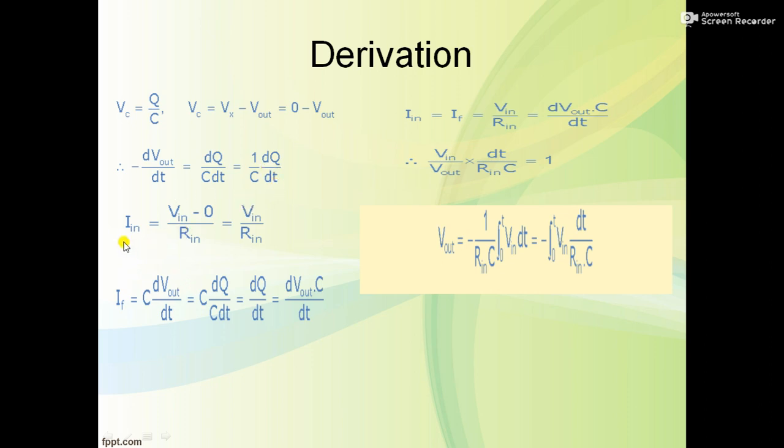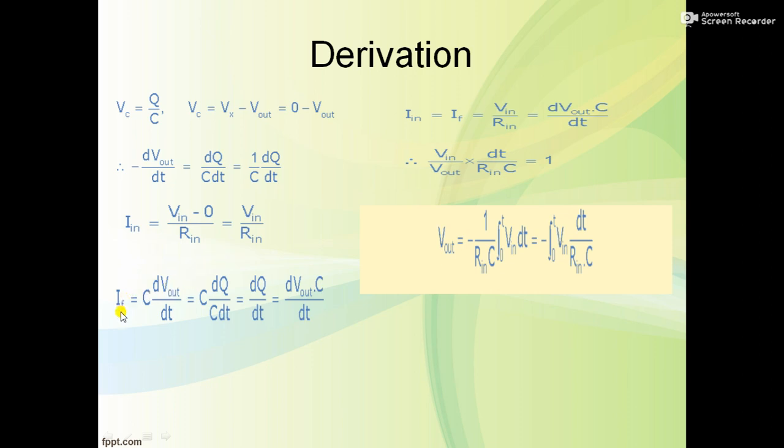This is one case. Then come to the input part, the Vin part. If you apply Kirchhoff's voltage law, we get one voltage equation, and from that equation we get In. In is equal to Vin minus 0, or Vin minus Vx, divided by Rin, or Vin by Rin.